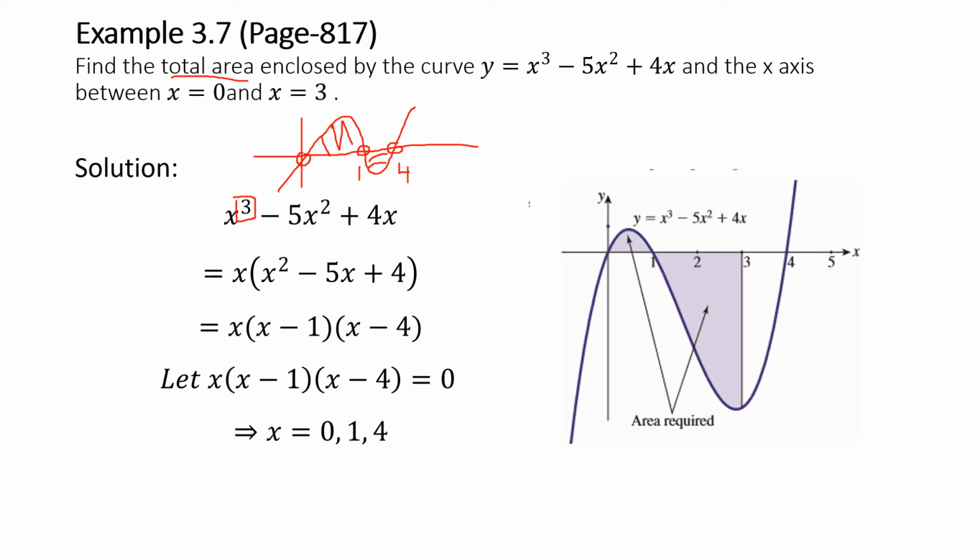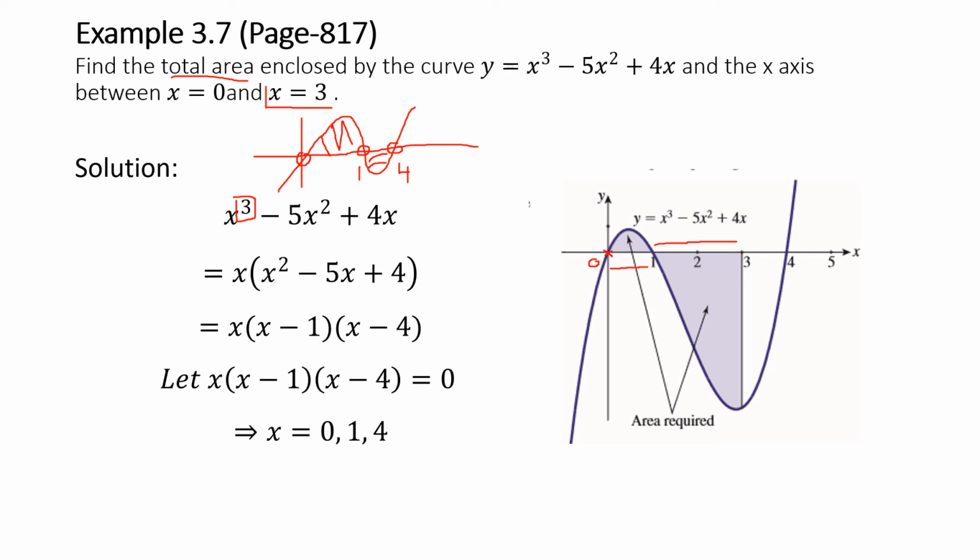Yes, here is the graph given in the book. So this was 0, this point. We will find this area, and then from here to here, because they are not asking for 4, they are asking only from 1 to 3 or from 0 to 3.